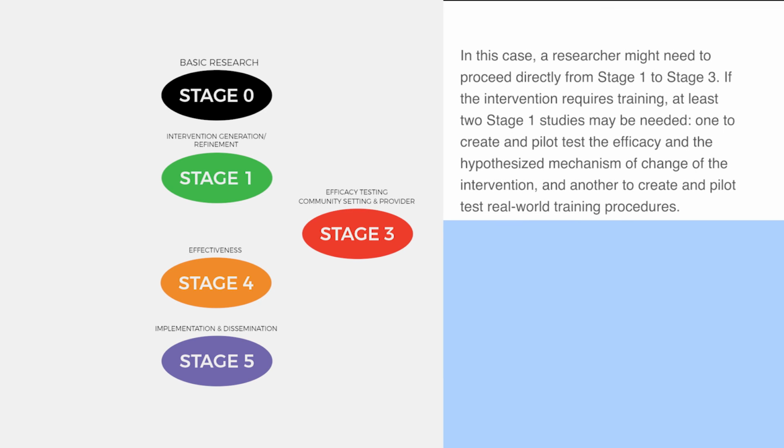In this case, a researcher might need to proceed directly from Stage 1 to Stage 3. If the intervention requires training, at least 2 Stage 1 studies may be needed. One to create and pilot test the efficacy and the hypothesized mechanism of change of the intervention, and another to create and pilot test real-world training procedures.